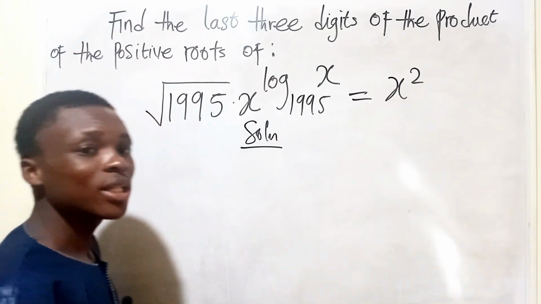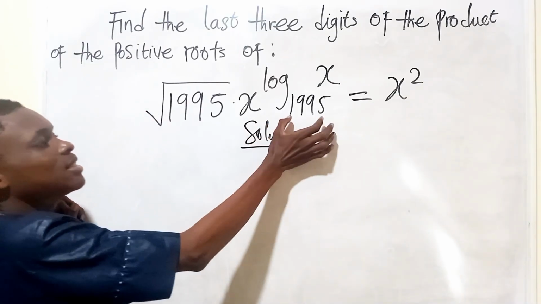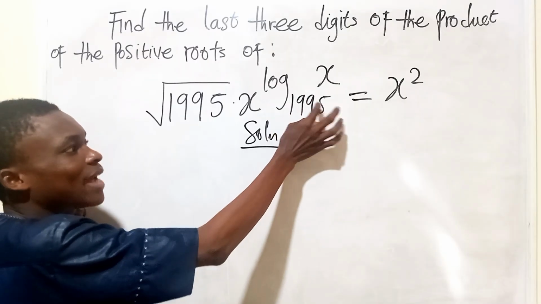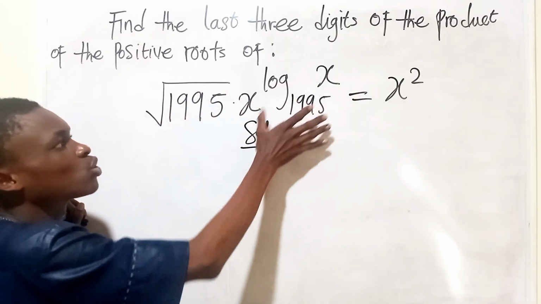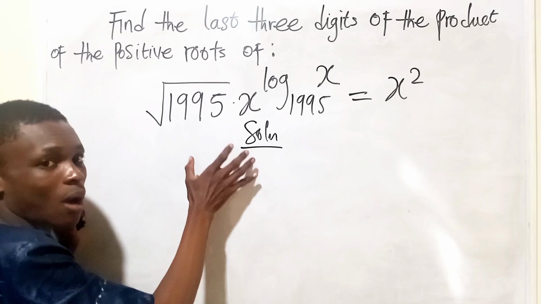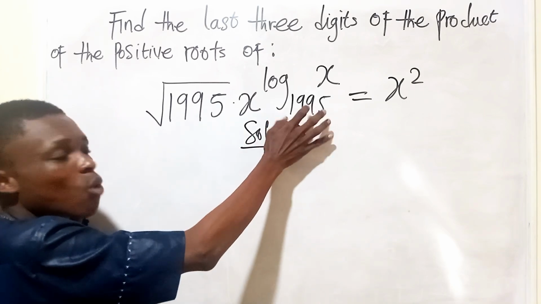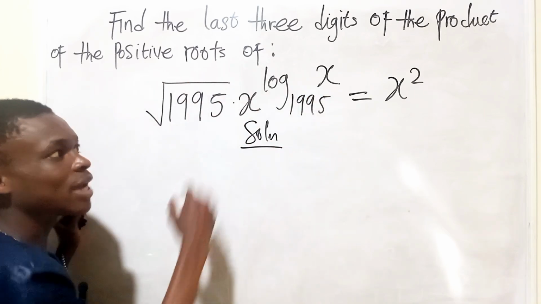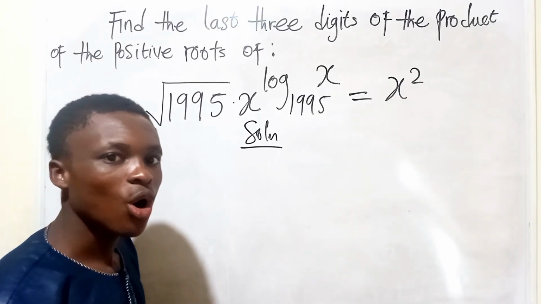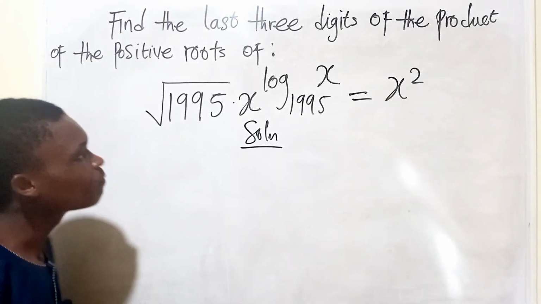Now, to solve this question correctly, you must first of all take the log base 1995 of both sides of this equation so that we can bring down this power. Yes, we take the log base 1995 of both sides of this equation. All right, let's dive into the video.